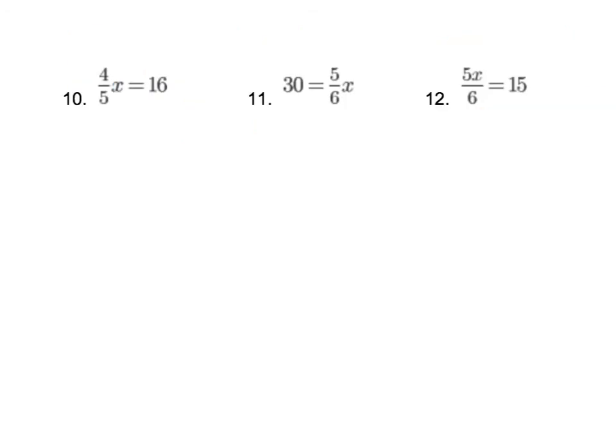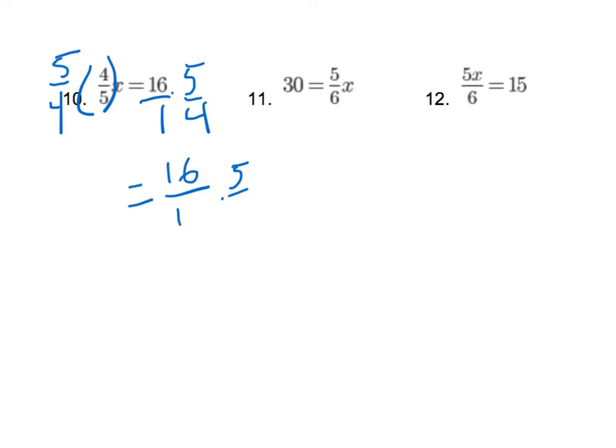Okay, 10, 11, and 12. For 10, 11, and 12, we have 4/5 x equals 16. Multiply each side by the reciprocal, which is 5 over 4. 5 over 4. 16 over 1 times 5 over 4. And then all this is uncancelled, so we have x.